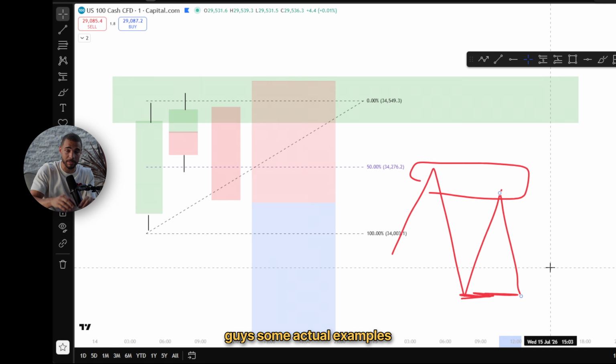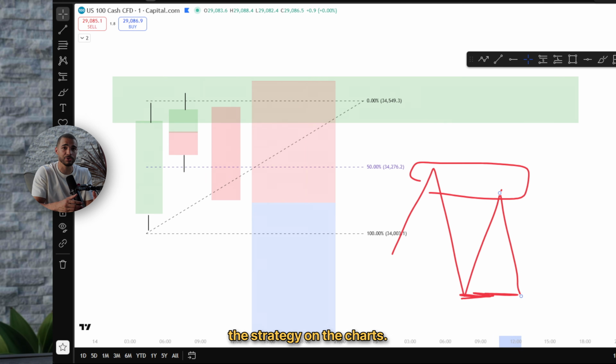And so now let me show you guys some actual examples using all three of these steps pieced together so you guys can finally cement this in your brain and start making some money using this strategy and start to actually use this strategy on the charts.